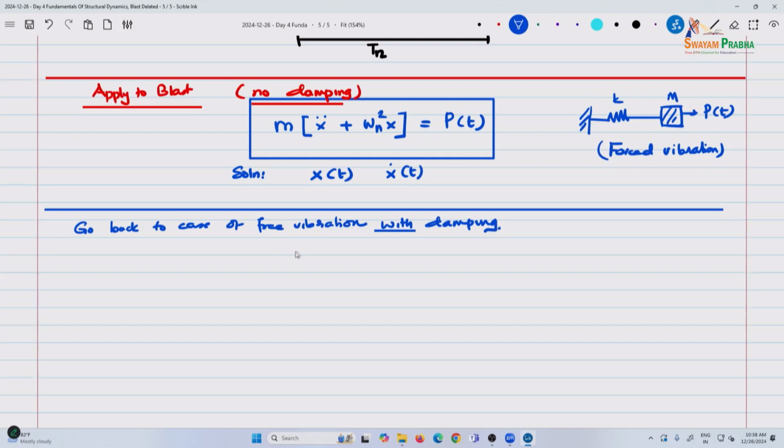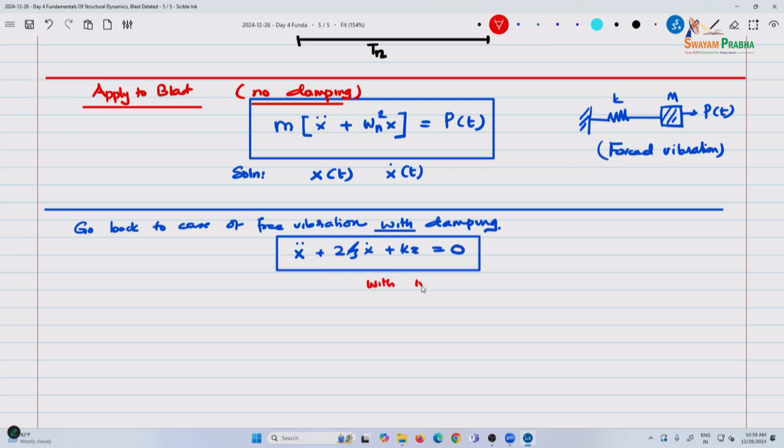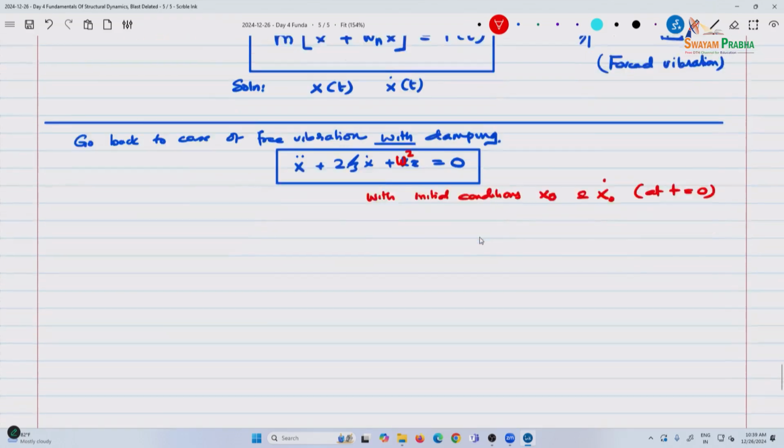So, you are considering the case of x double dot plus 2 xi omega n x dot plus omega n square x equal to 0, and with initial conditions x equal to x naught and x dot equal to x naught dot at t equal to 0.